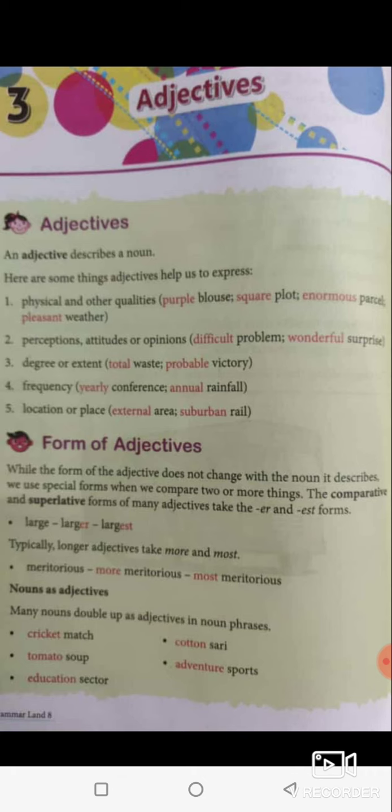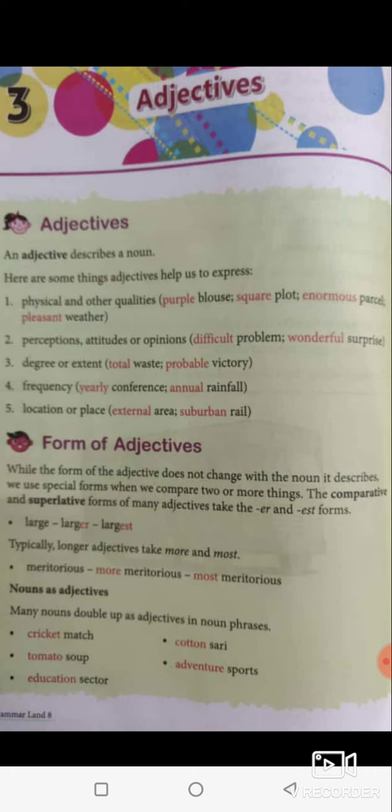First one is physical and other qualities. For example, purple blouse, square plot, plot in the sense land that is in square shape. This describes the physical quality. Enormous parcel, very big parcel. What sort of weather? Pleasant weather, nice weather, very hot weather. These words like purple, square, enormous, pleasant, all describe the physical or other qualities of nouns. So they are also called adjectives.